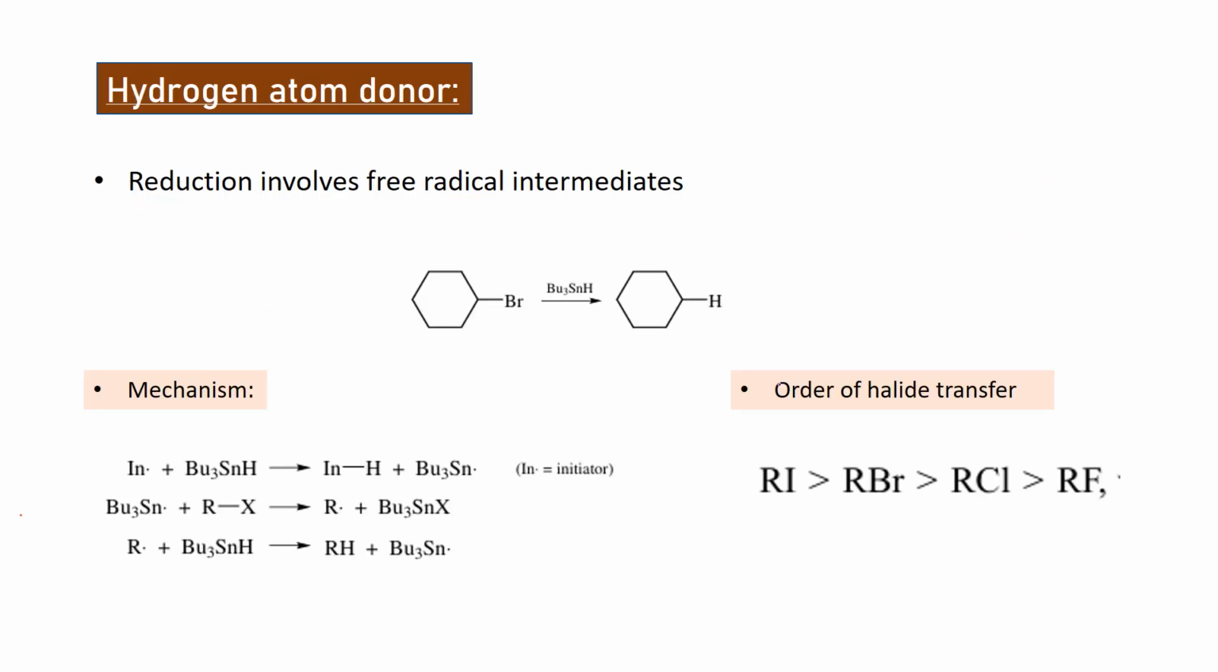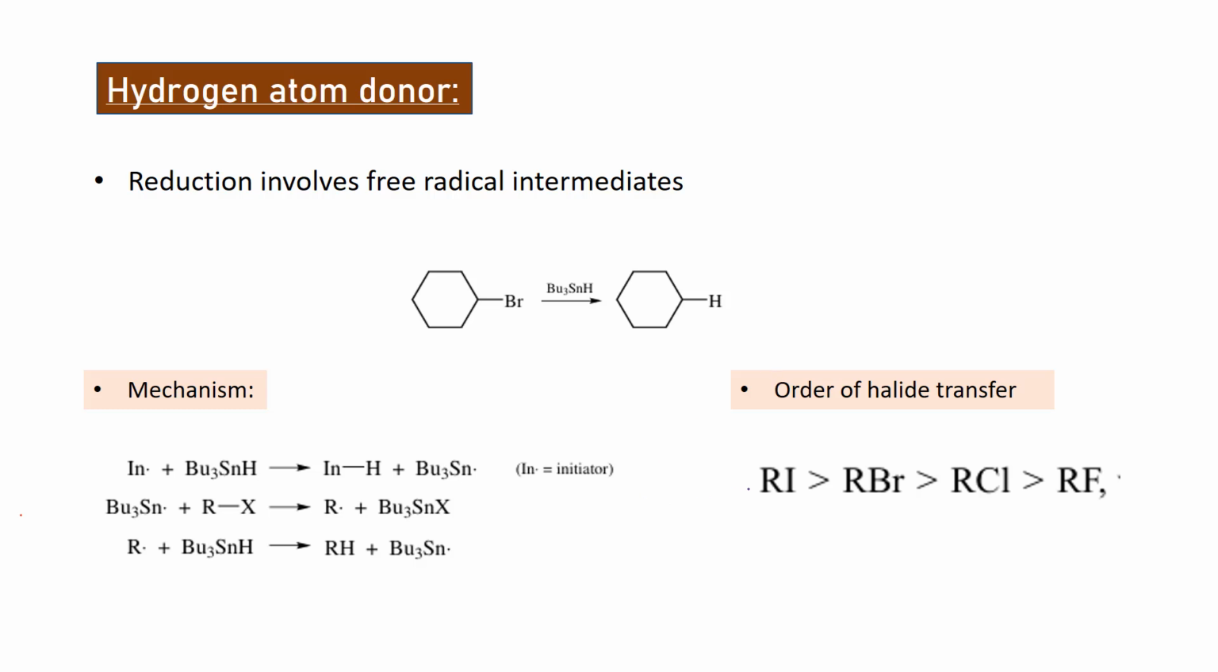Let's go to the next topic: hydrogen atom donors. How can we use a hydrogen atom donor for reduction? Till now we have used metal and hydrogen gas. We have also used normal metals. Then we used hydride donors. Now, how can we use a hydrogen atom donor?